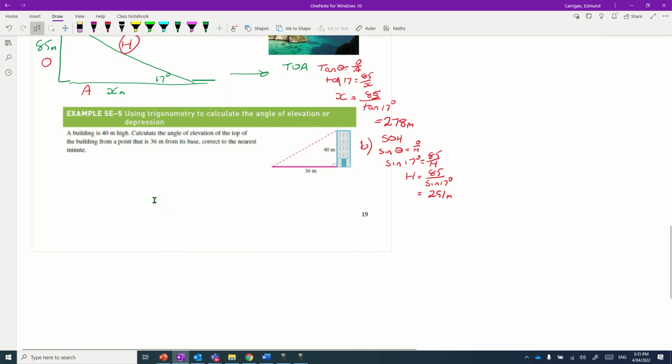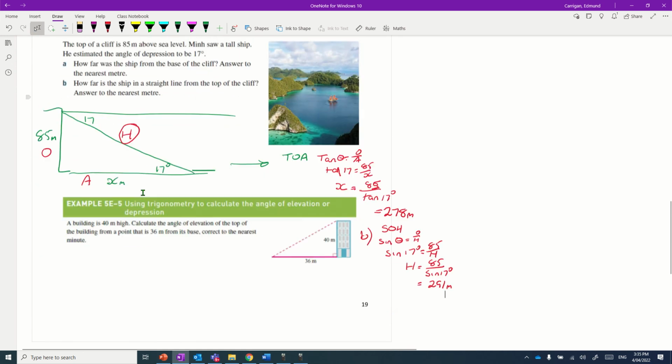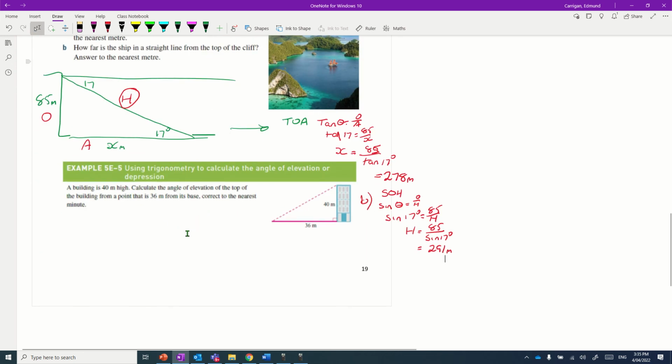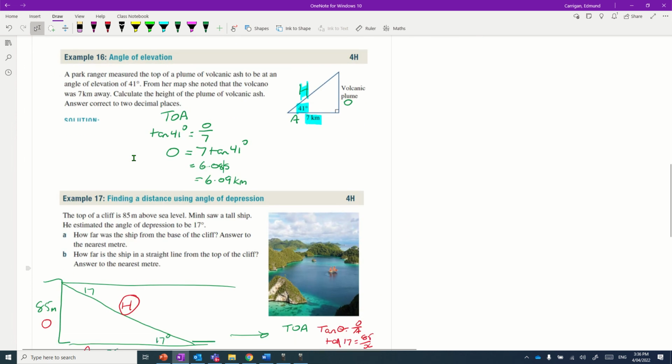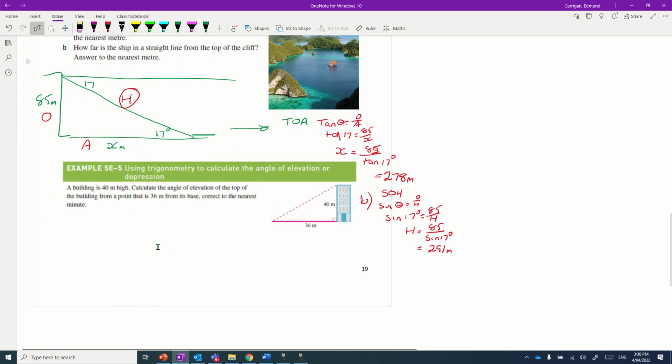Okay, let's have a look at our last one. This first example came from Cambridge, another one here coming from Oxford. This one's got a diagram for me. Using trigonometry to calculate the angle of elevation or depression. So this is different. The first one we were finding a side, now we're going to actually find the angle.